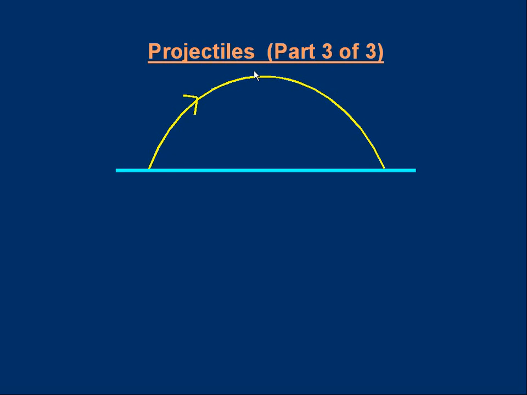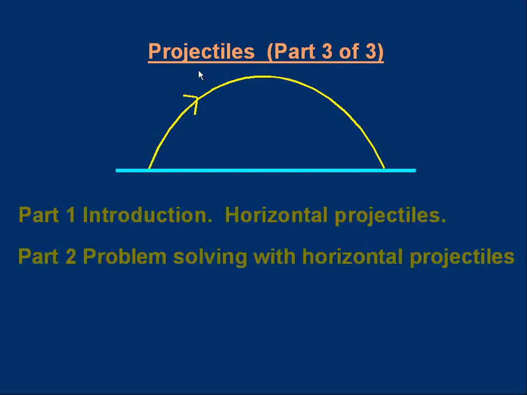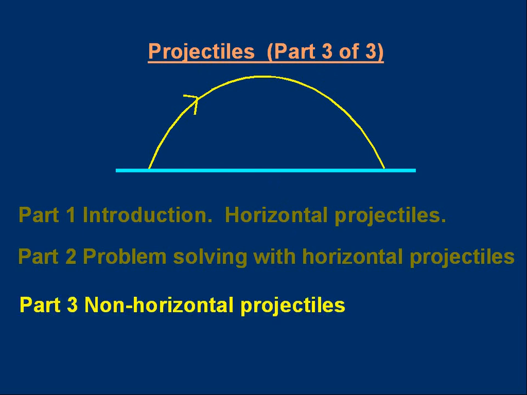Hello, welcome to part 3 of this lesson on projectiles. In parts 1 and 2 we looked at horizontal projectiles and how to do calculations involving them. I'm assuming you've seen and understood both those parts. In part 3 we're going to take what we've learned and extend it to non-horizontal projectiles. That means ones fired at any angle, for example the one in the diagram at the top.